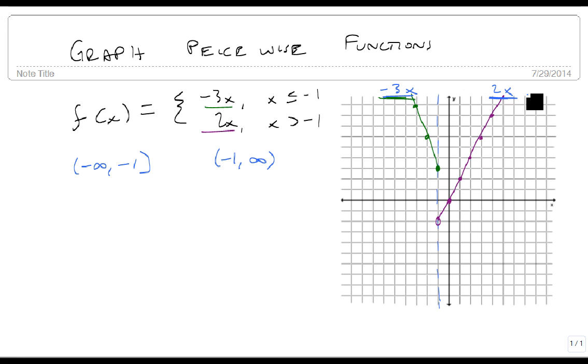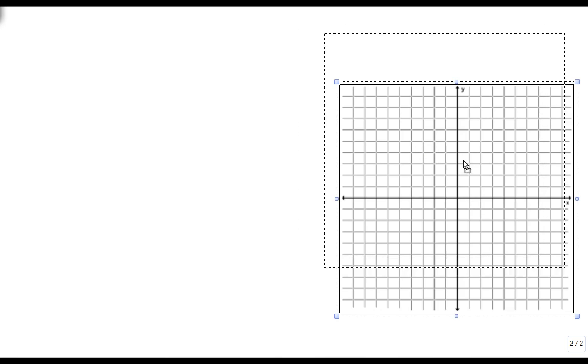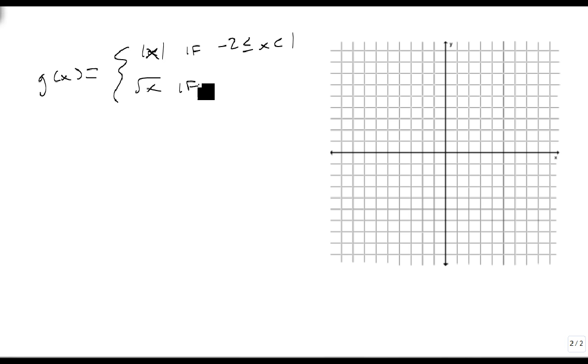Well, let's look at another example. Let's drag our graphing field back on, and let's look at g of x being the piecewise function of the absolute value of x if negative 2 is less than or equal to x, which is less than 1, and it's the square root of x if x is greater than or equal to 1. So now we've got a couple of breakpoints. We've got a minus 2, and we've got a 1.